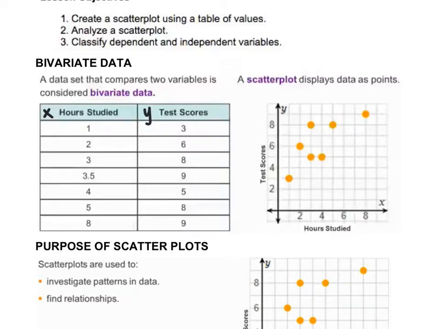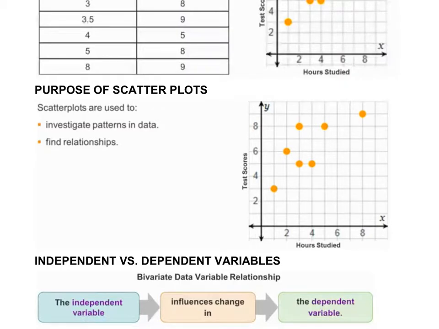And what we say is, all right, well, what we're seeing with this data is that the more hours that students study, the higher the test scores, okay? And it's not necessarily always true. However, we find out that there is a correlation with that. Typically the more hours you study, the higher the test scores. Okay, it doesn't work for everybody, but the general trend is that. Okay, that you have this positive slope here. So the purpose of a scatterplot is we want to investigate patterns in data and find relationships.